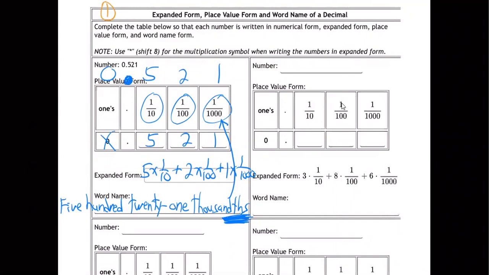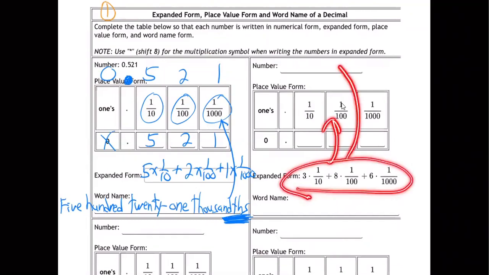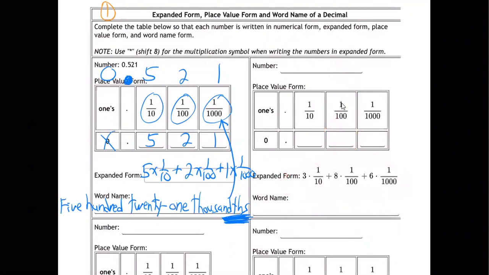All right, let's try the next one. On the next one, they're actually giving us the expanded form, and they want us to go and find the other forms. So they're giving us the expanded form. They want us to find the other things. See, on each of these problems, they're going to give us something different to start. So they're giving us 3, 8, and 6. So, okay, what's the number? Well, the number I'll write up here is 0.386. That's pretty easy.